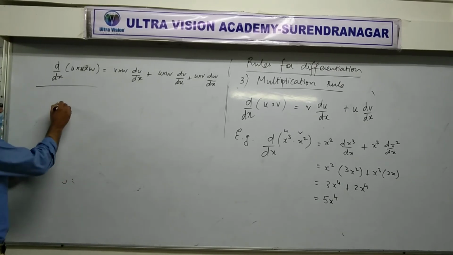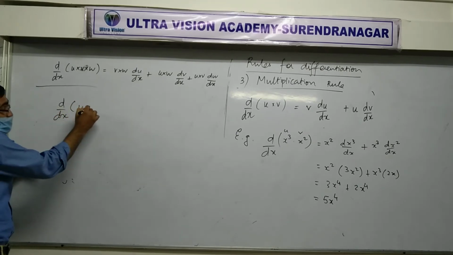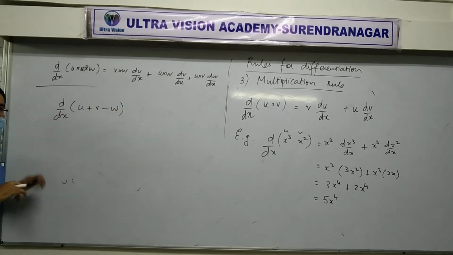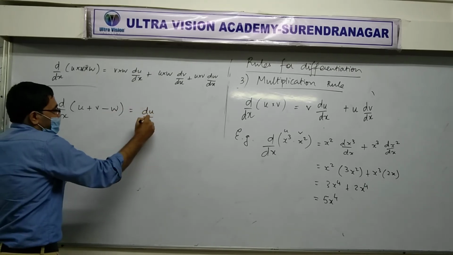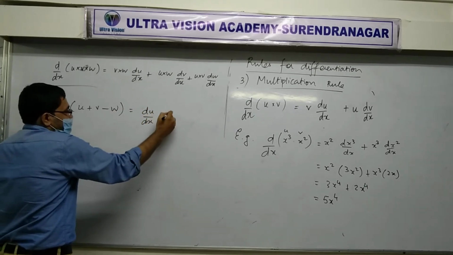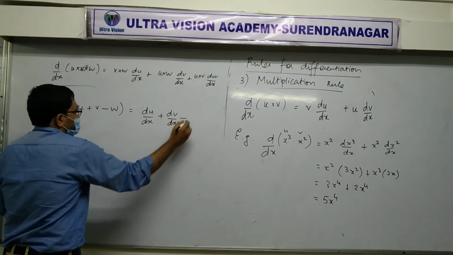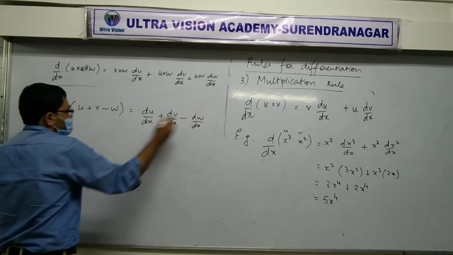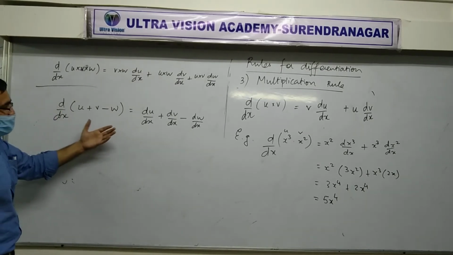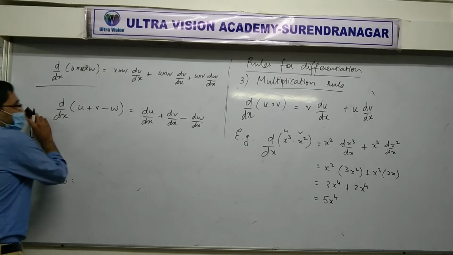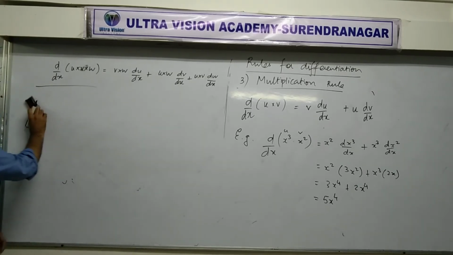Similarly, you can do it in addition also, just in case someone is wondering how. No problem. Take it term wise. It will be du by dx plus dv by dx minus dw by dx. Understood? So this is really quite simple.